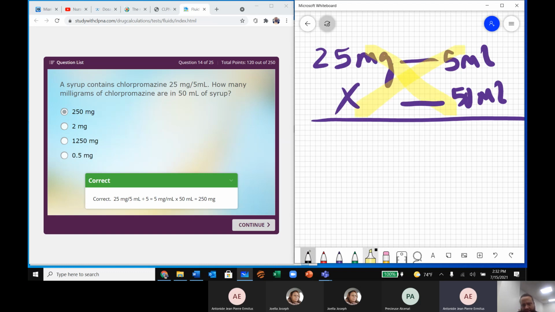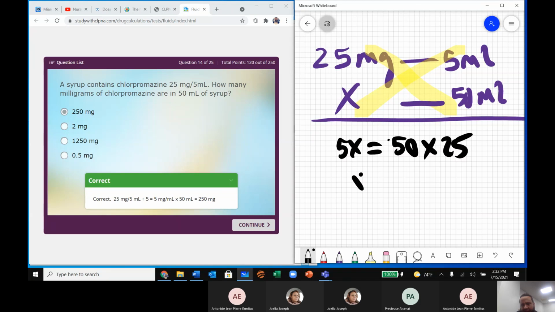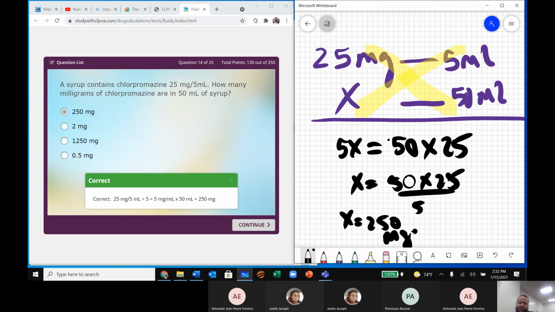Cross multiply, and then we have 5x equal 50 times 25, and then x is equal to 50 times 25 divided by 5, and then x is equal to 250 milligrams. Can you write it for us, please? Can you share the explanation?